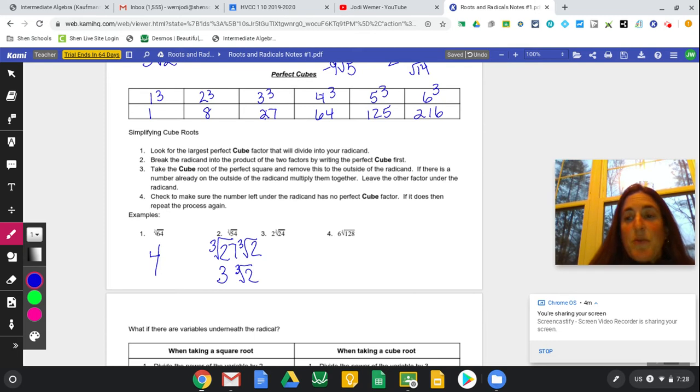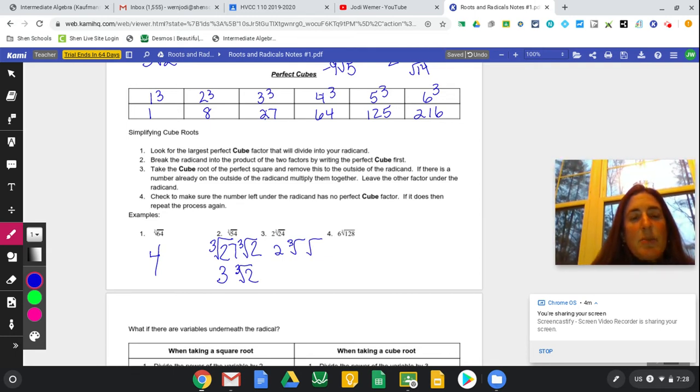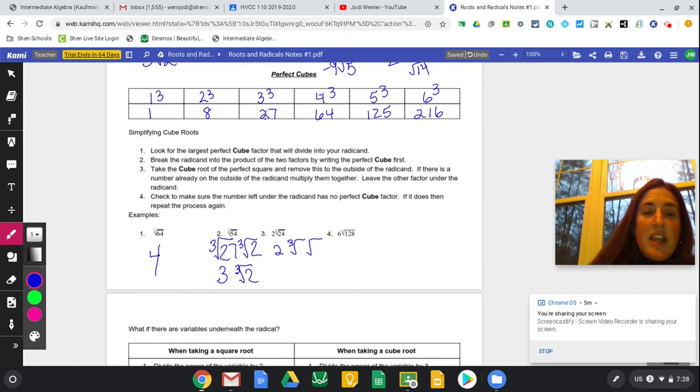Same idea as before. If there's a 2 out there, I'm going to look now to see what perfect cube goes into 24. It's got to either be 8 or 1, and sure enough, 8 goes in there.